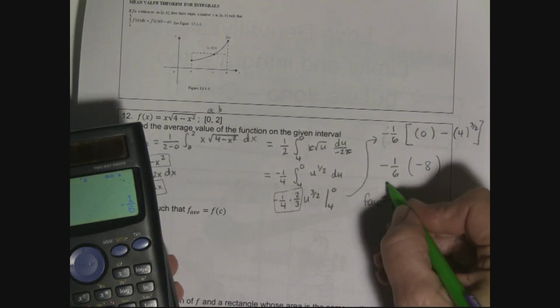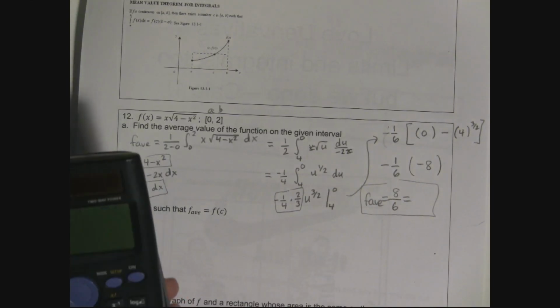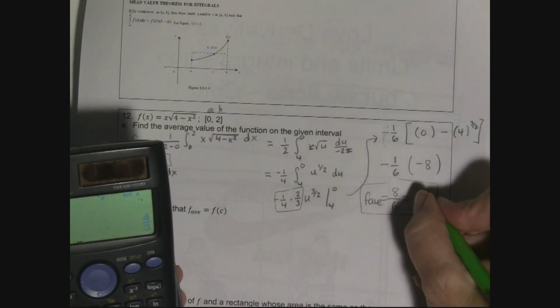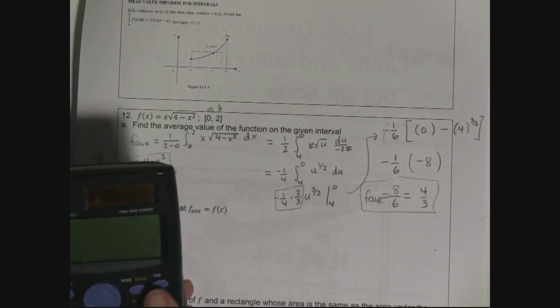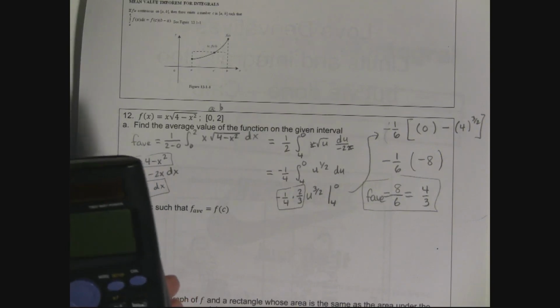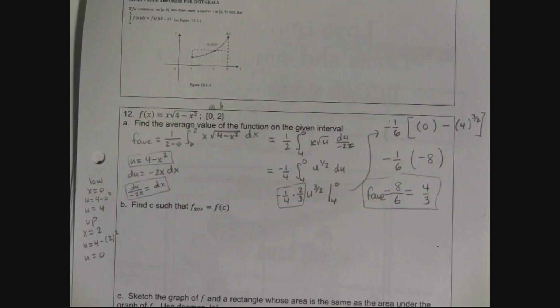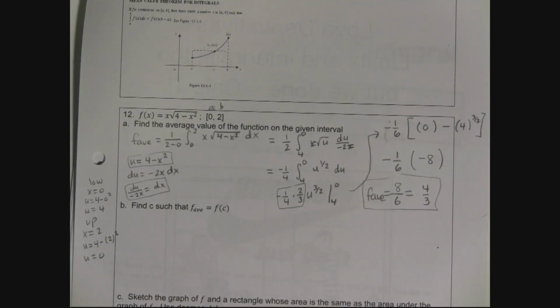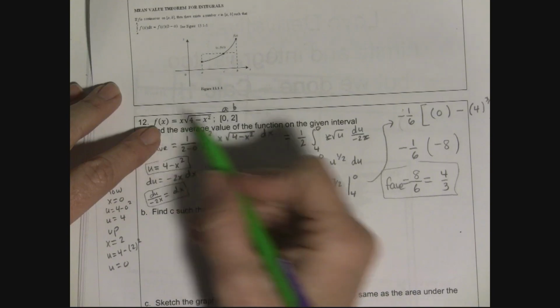Remember, that's what I'm finding here. And of course, I would never leave it unreduced. So 4/3. And I was going to check to make sure that 4 raised to the 3/2 is equal to 8. I'm pretty sure it is. And yeah, it is. Okay, boom, boom. We got that. So F average is 4/3. Then what they want us to do is find F of C such that it's equal to F average. So this right here is F at C.